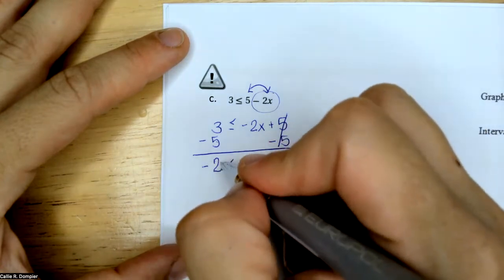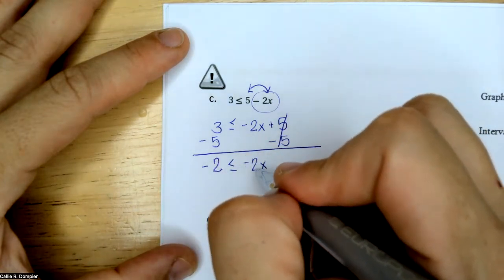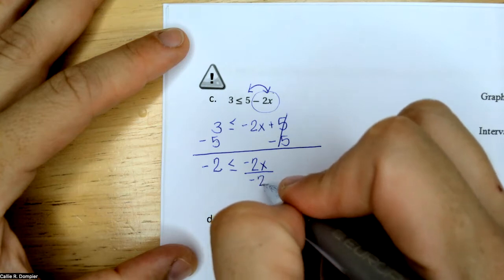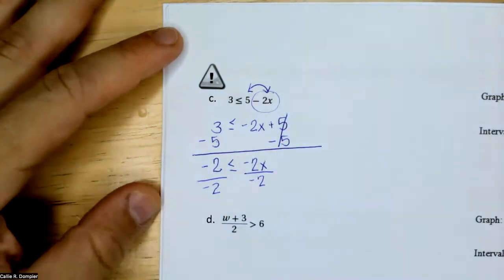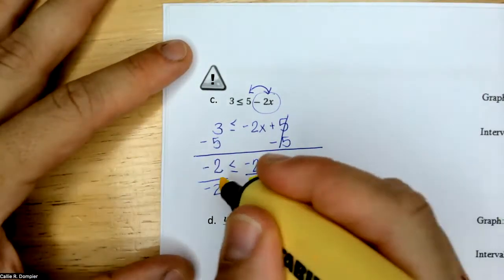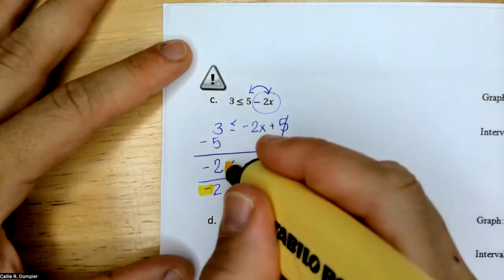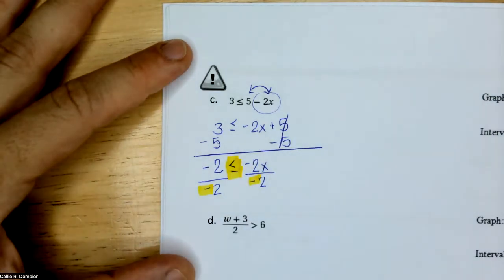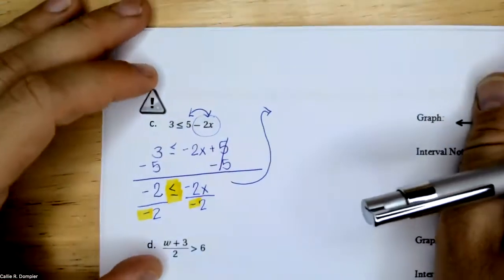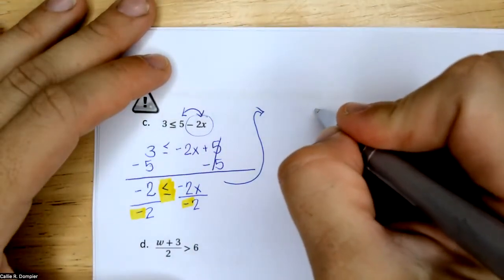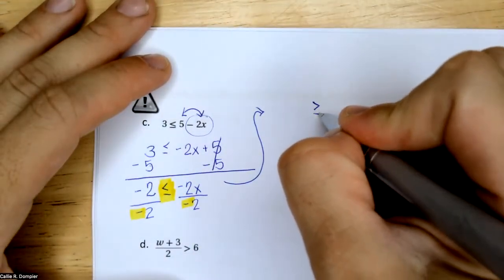-2x. So -2 is less than or equal to -2x. Divide by -2. Divide by -2. Remember, when you are dividing by a negative number or multiplying by a negative number, that sign flips. Okay, so I'm going to rewrite it over here. I'm going to change the sign. So instead of less than or equal to, it's going to be greater than or equal to.